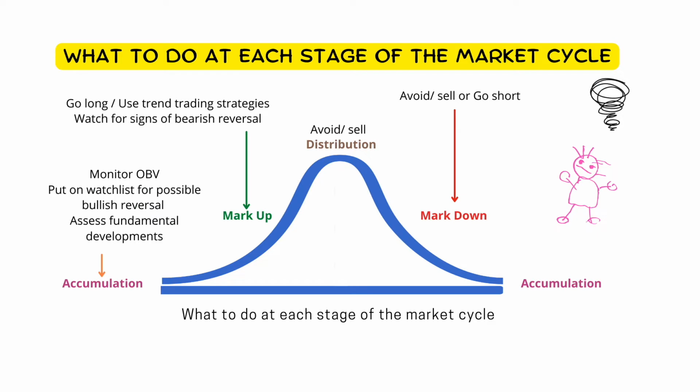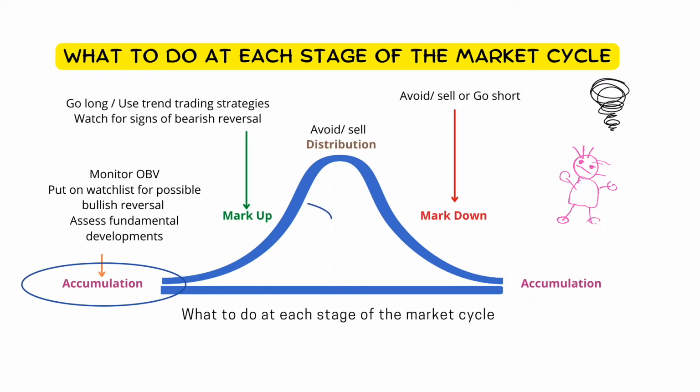The stages of a market cycle include the accumulation, the markup, the distribution, and the markdown stages. So what do we do at each stage of the market cycle? During the accumulation stage, we monitor the on-balance volume, we put the stock on watch list for a possible bullish reversal, and we assess fundamental developments.